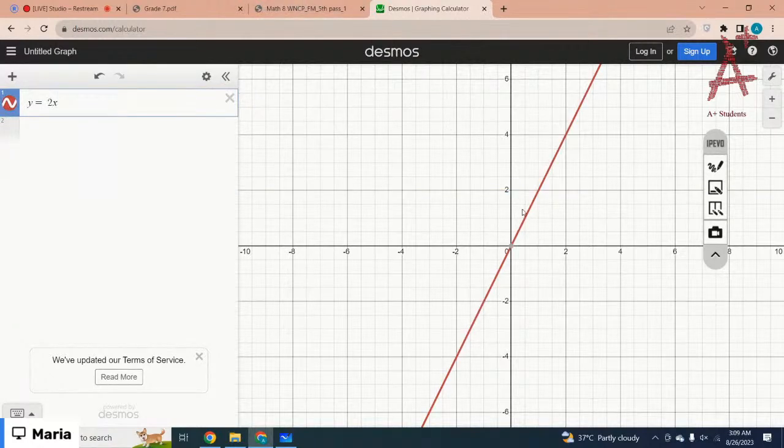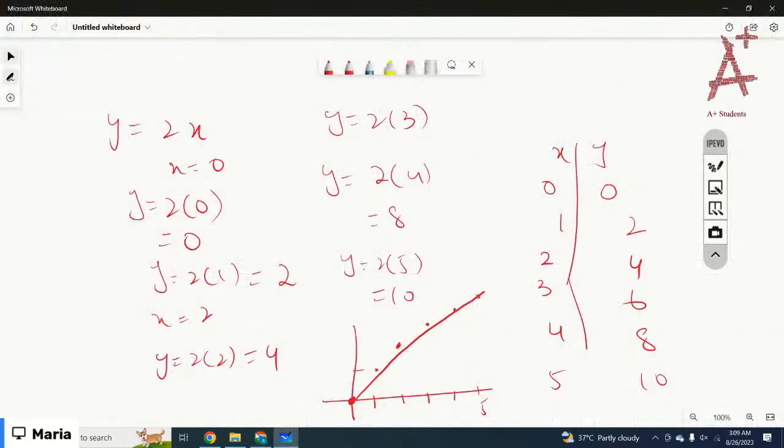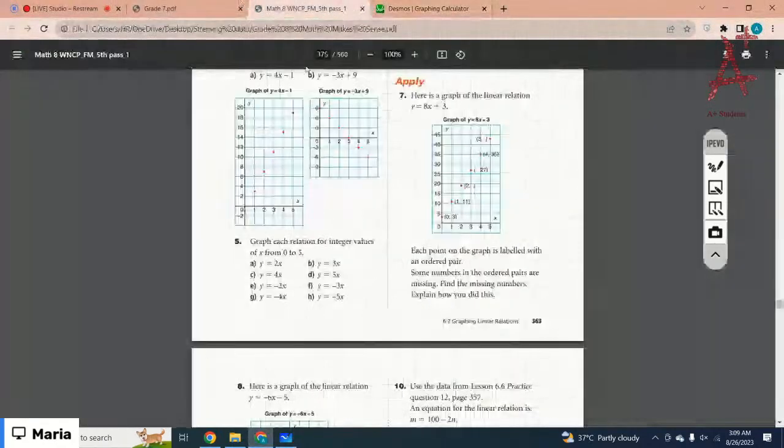You can see this is the table of values, right? When x is 1, y is 2, right? When x is 2, y is 4. These are the table of values, right? So you have to do the same thing for all the parts from a till h, right? Let's just do h. Y equals negative 5x.